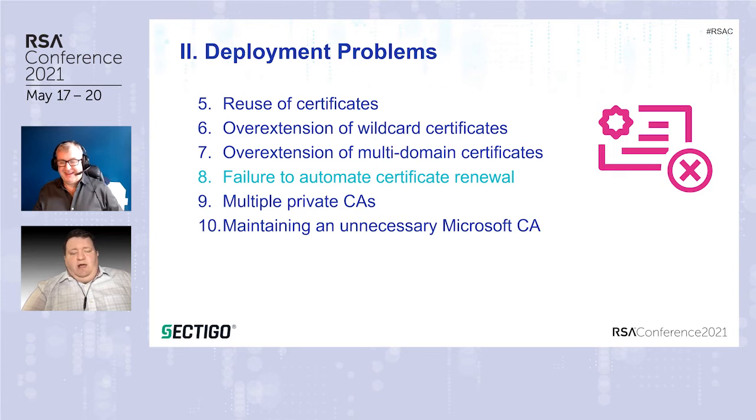Sony had an outage. The list goes on and on. And what's interesting, Tim, is we were waiting for the first big example of this in 2021, and we've now seen it as well. Yeah, exactly. So automation of certificate renewal is key.